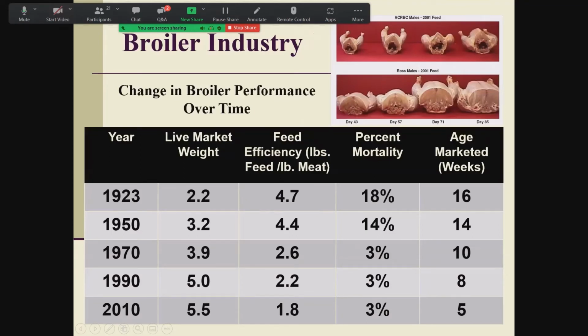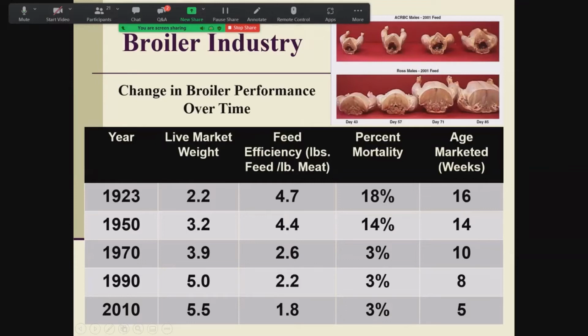Just to give you a quick idea where we've come, in 1923, our birds went to market in 16 weeks at a live weight of 2.2 pounds. Now, I've got to realize the yield on that is about 70% meat at the most. And it took 4.7 pounds of food per pound of meat, with mortality running in the 18% range.